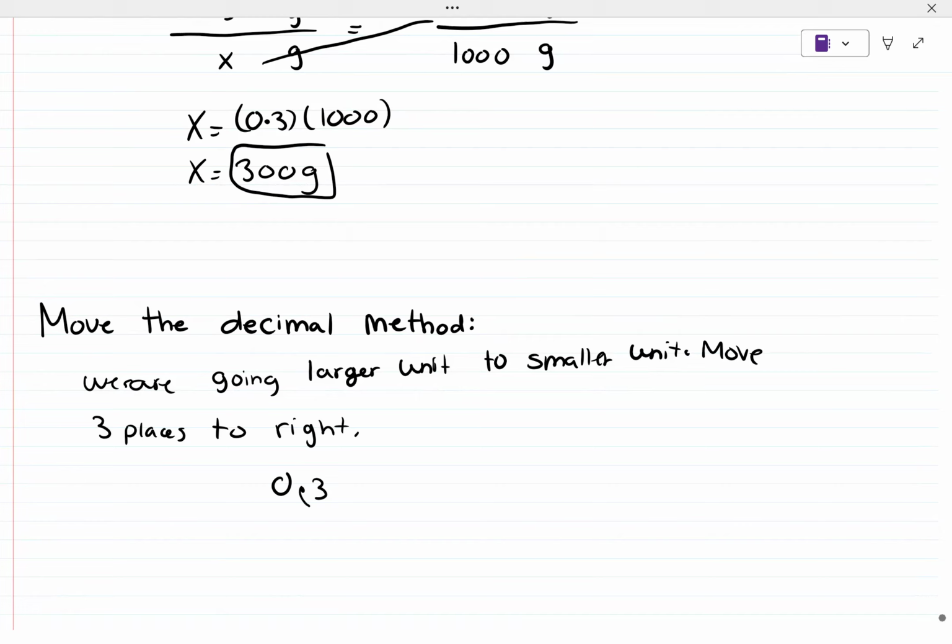So it's 1, 2, 3. Now, you don't need the 0 here, and so your final answer will be 300. You don't have to put the decimal here. It's just fine as 300. Okay, pretty simple, right? Hey, let's practice more.